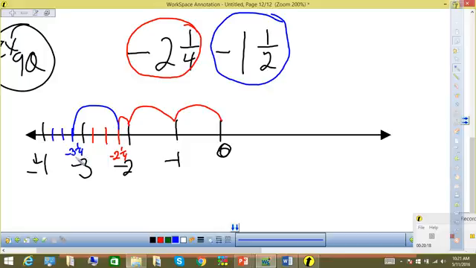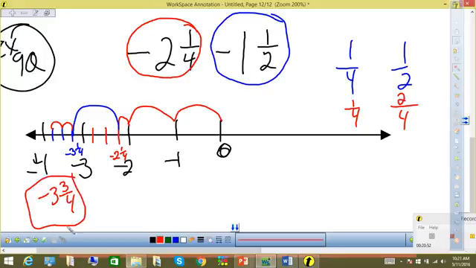So in order to know how many fourths I need to take, I need to change these. So let's see, I got 1/4 and 1/2. What's our common denominator? 4. So this is 1/4, and this becomes 2/4. So from here, I'm going to take 2 more steps on the fourths. So here I go. 1, 2, and where do I land? Negative 3 and 3/4. Did everybody hear the comment? Jocelyn said it doesn't matter when I do the common denominator as long as I do it, so I can do that step at the end.